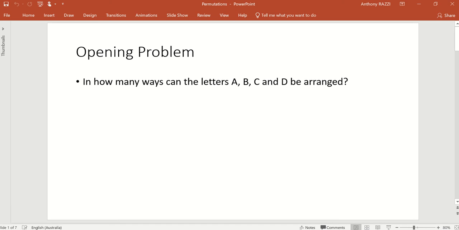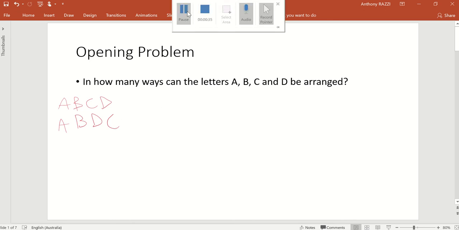For argument's sake, you could just have A, B, C, D. You could have A, B, D, C, etc., etc. I want you guys to go through, write down how many different ways you can arrange it. Just pause it and have a go.